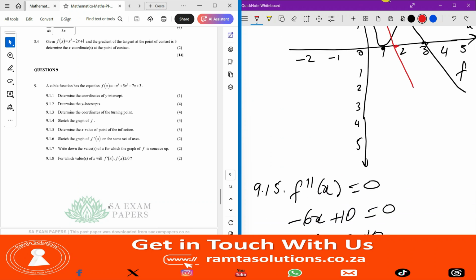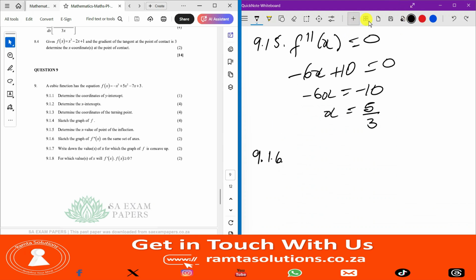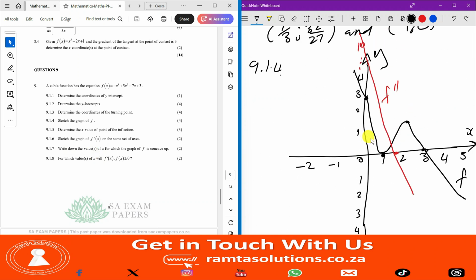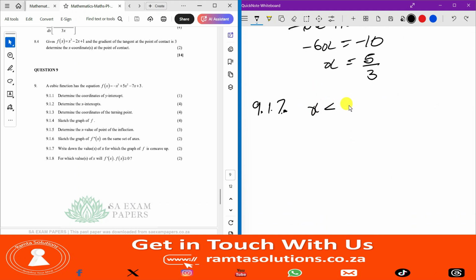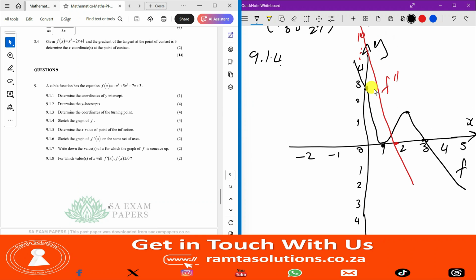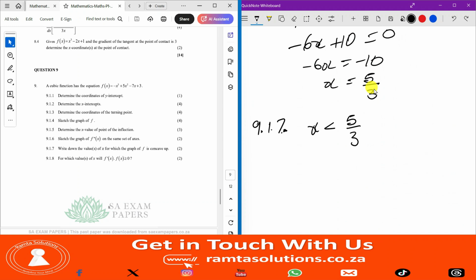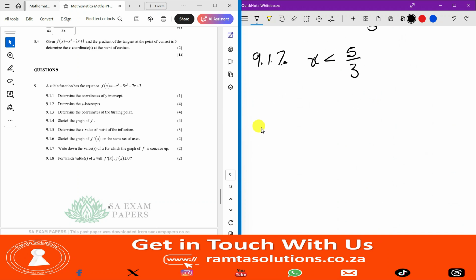Cool. Now, moving on, 9.1.7. 9.1.7 says, write down the value or values of x for which the graph of f is concave up. Remember, for it to be concave up, this is when it is smiling. So it is smiling to the left of your point of inflection. So this is when x is less than 5 over 3. This is when it's concave up. Okay, it is smiling to the left of the point of inflection. Happy? Great stuff. Now, let's go.